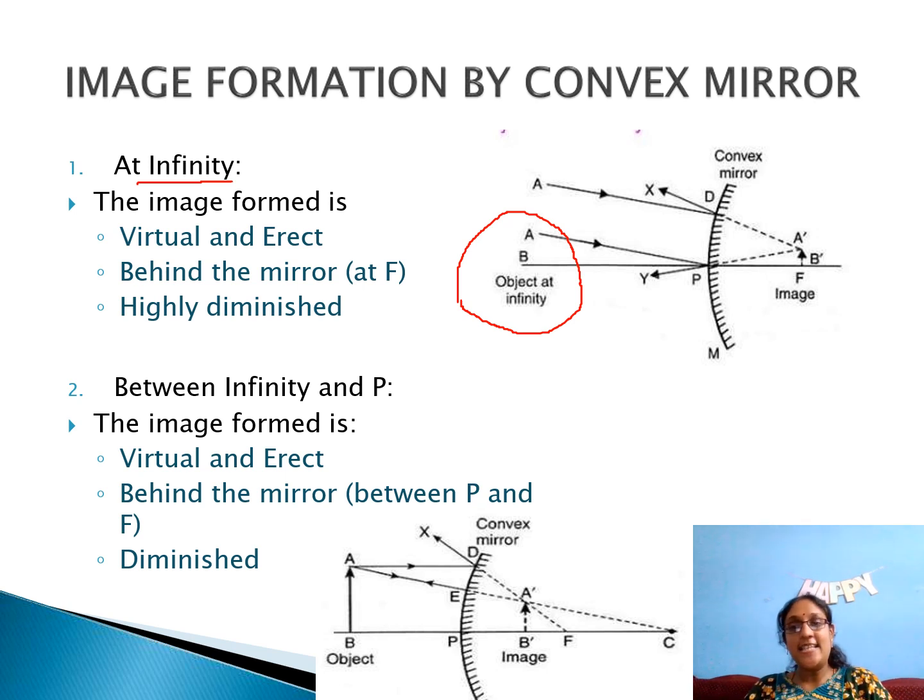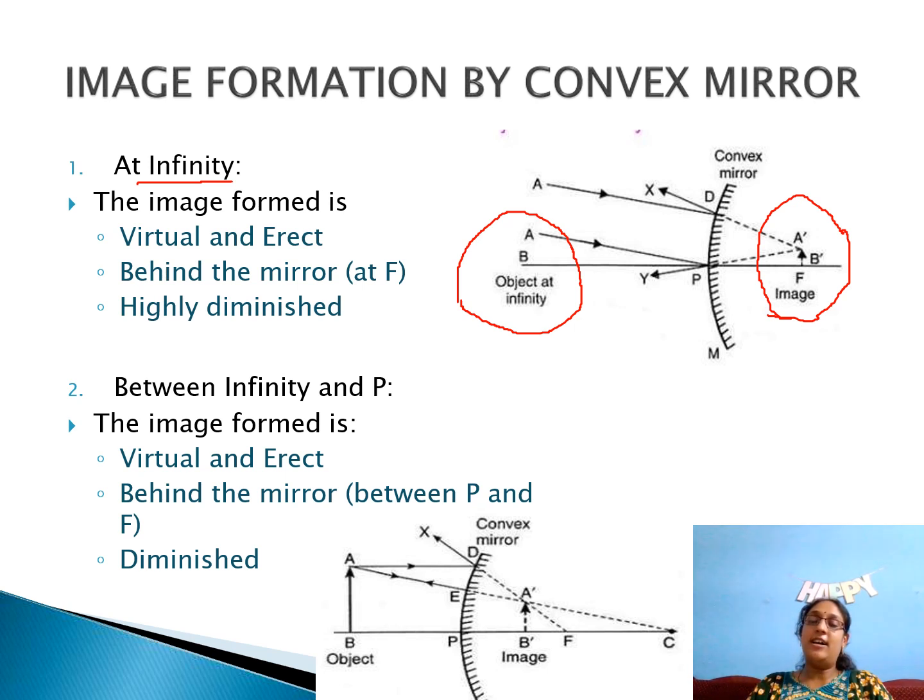So what happens is the same. Can you see the rays? The two rays travelling and striking the mirror appear to meet at the focus. There you get the image.